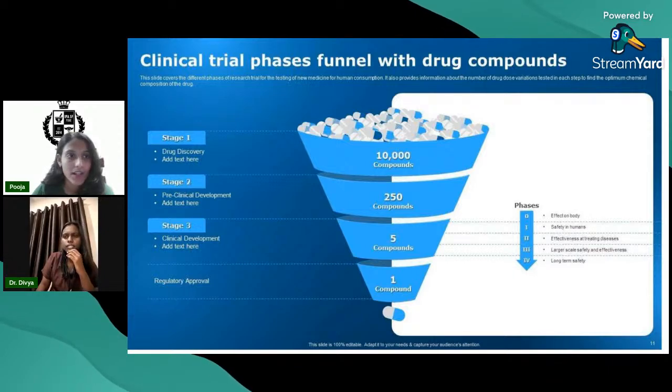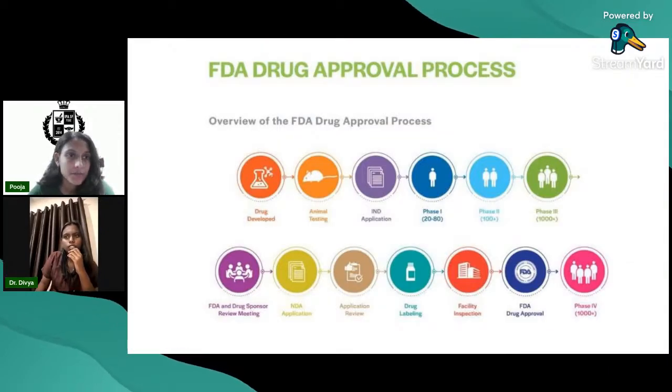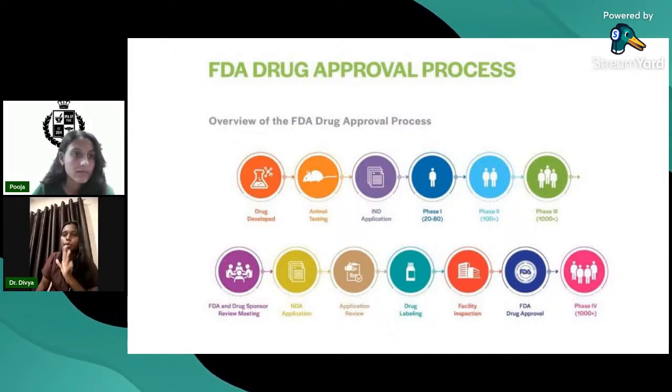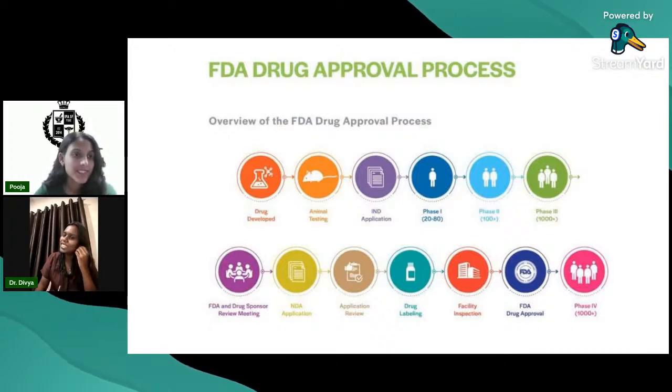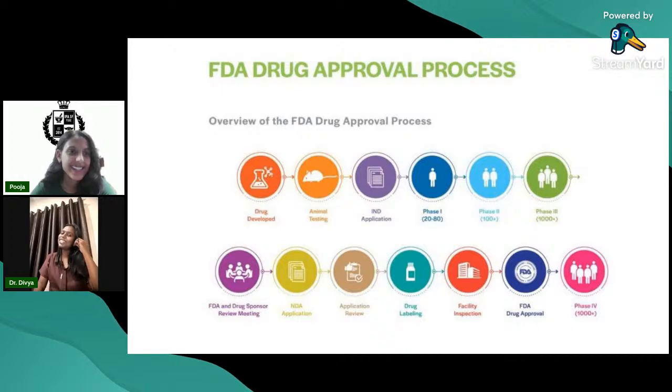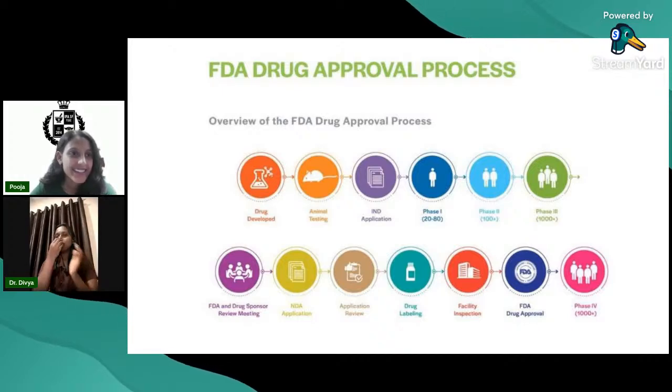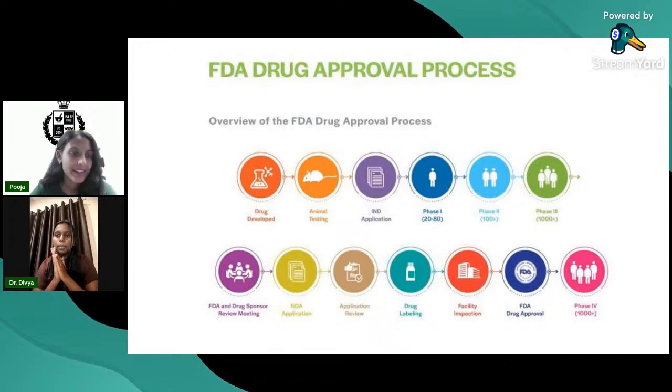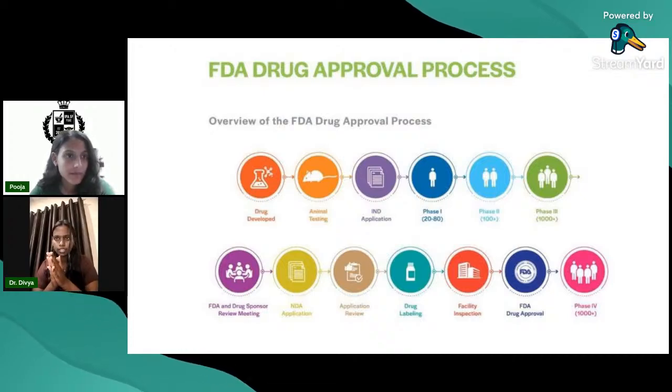Next slide, please. So, let's talk about the approval process. Whatever we test, whatever we research, it should be approved, right? We can't just find one product and give it to people and tell them to use it. So regulatory approvals are very much important in clinical research. As I mentioned, the first step is drug development, then animal testing. These two phases I explained.